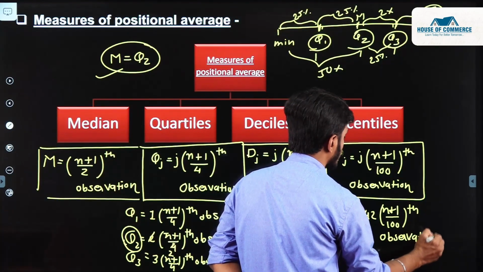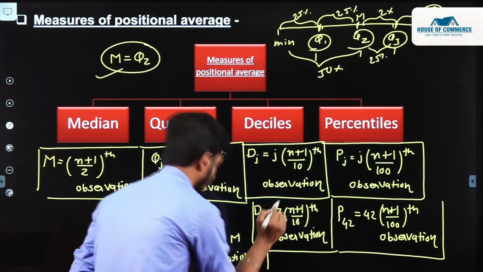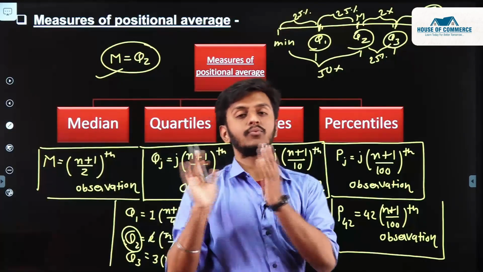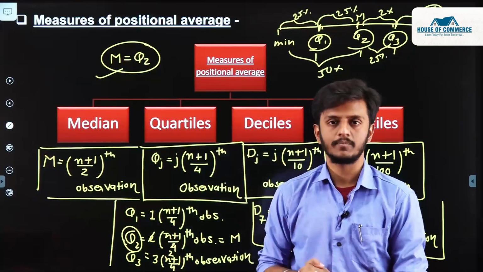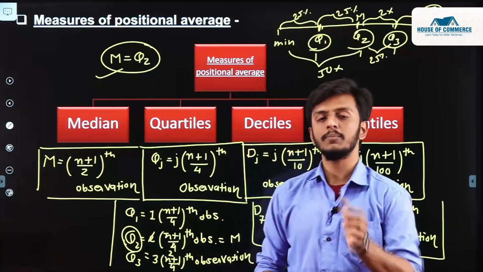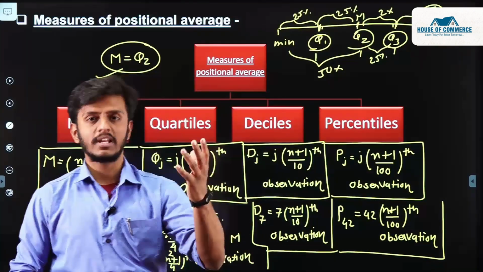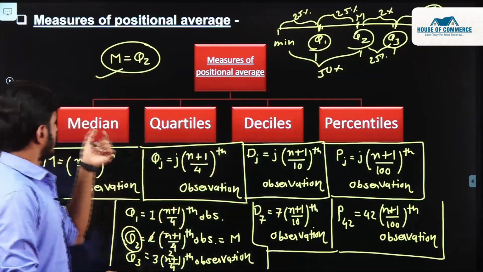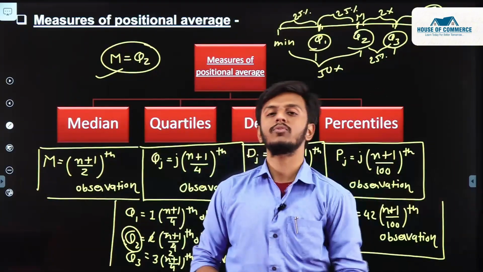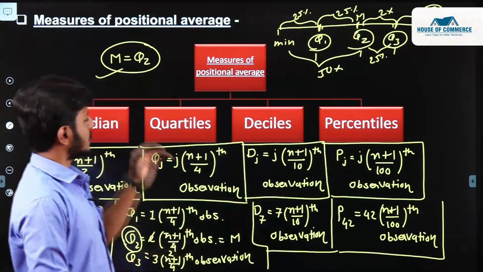These are the formulas only for ungrouped data and discrete frequency distribution, right? Clear? So there are 4 equal parts, so you can say there are 4 measures of the positional average, which are dependent on their position. And if the examiner asks you to find the median, quartiles, deciles and percentiles, then you have to arrange your observations in ascending order, and after that find these measures.